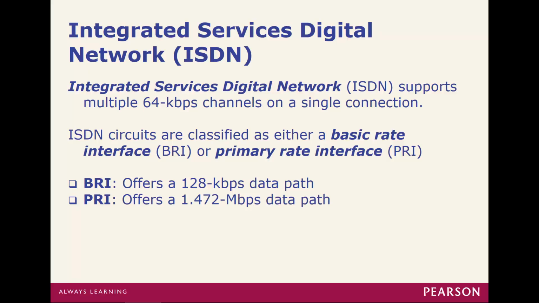We actually have ISDN, or Integrated Services Digital Network. Here we allowed for multiple supported connections for a 64 kilobit channel, and that's again using a single connection. Our ISDNs used two specific types of channels, a basic rate interface, BRI, and a primary rate interface, PRI. So one's BRI, one's PRI. The BRIs had a 128 kilobit data path, while the PRI offered a 1.472 megabits per second data path.